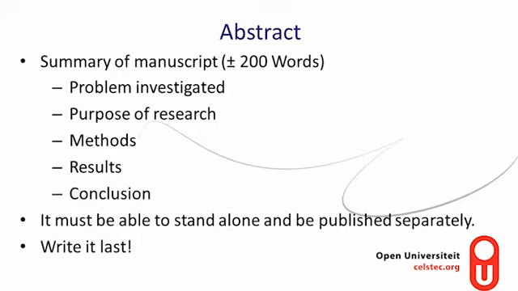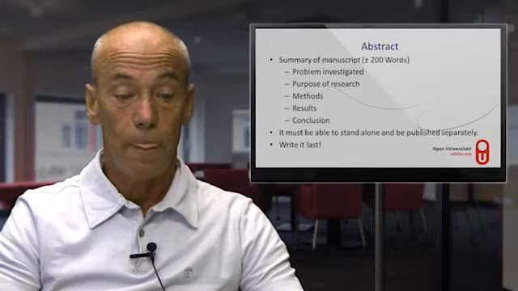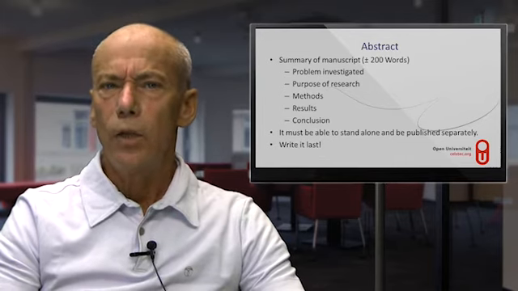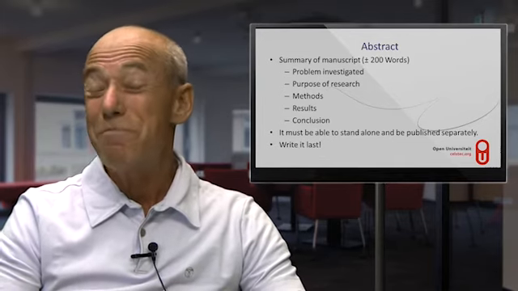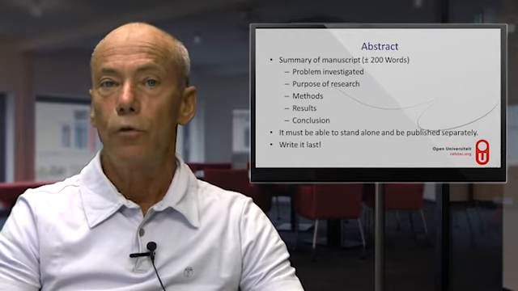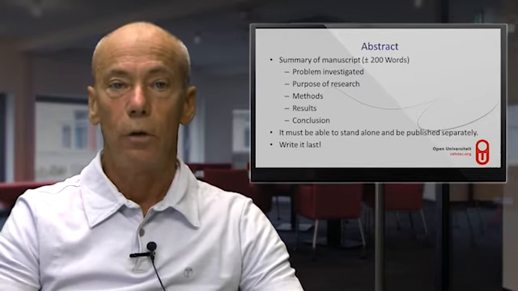You have to tell something about the methods. How did you do the study? You have to tell the most important results and also the conclusions that can be made based upon your research. If you look at that, that's 5 parts and 200 words, so you can say maybe you have 2 or 3 sentences for each of those parts.